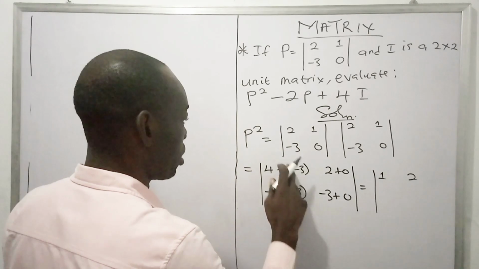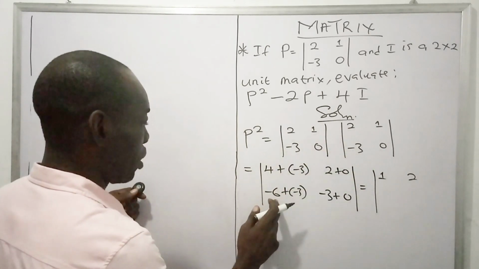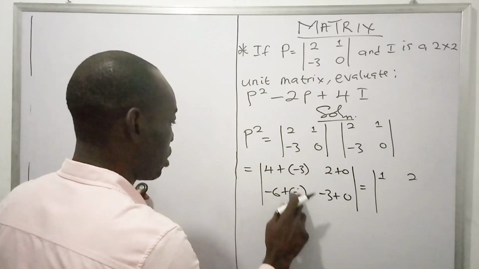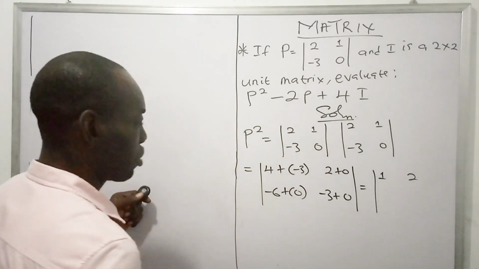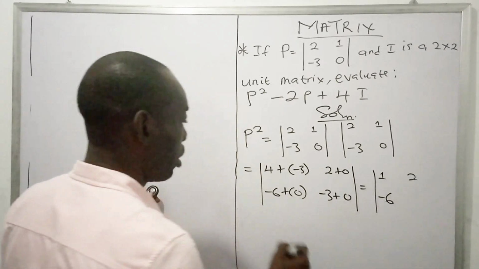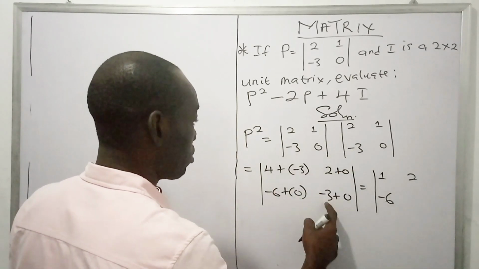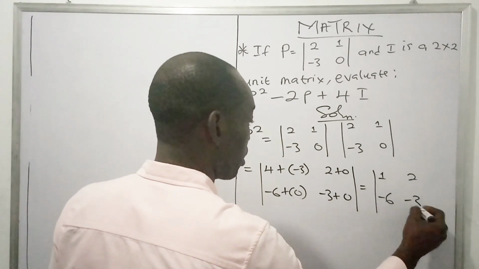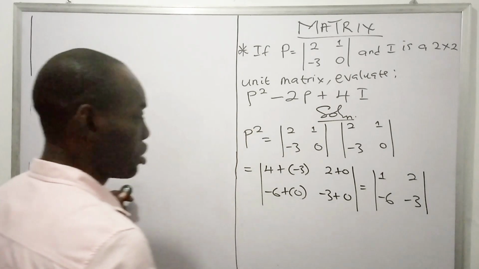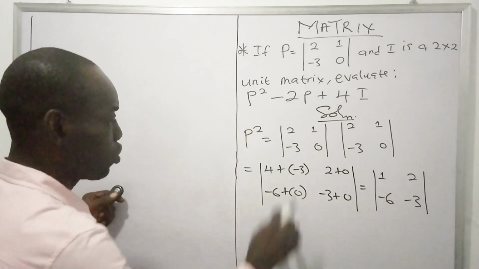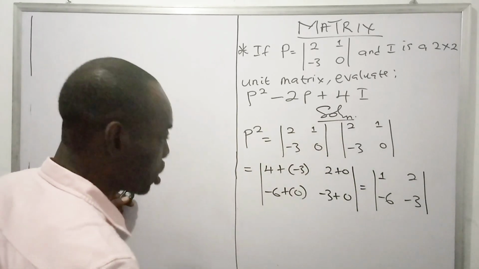Sorry, I think we're making a mistake here. Minus 3 times 2, that's minus 6, then 0 times minus 3, that's 0. So minus 6 plus 0 is minus 6. Then minus 3 plus 0 is minus 3 here. This is the outcome of P squared, each row multiplying each column.